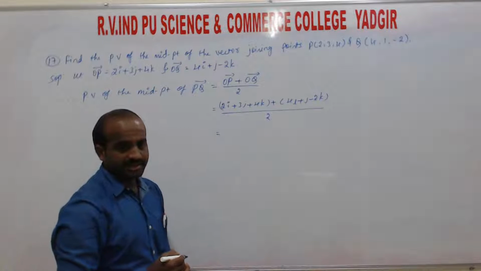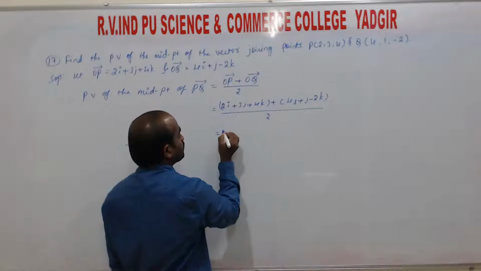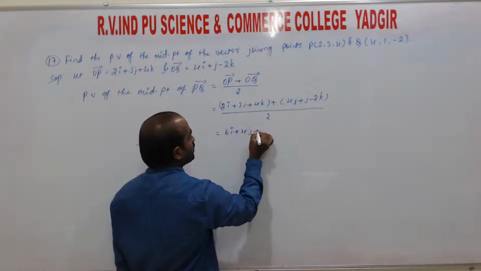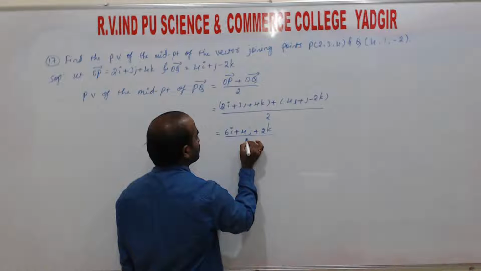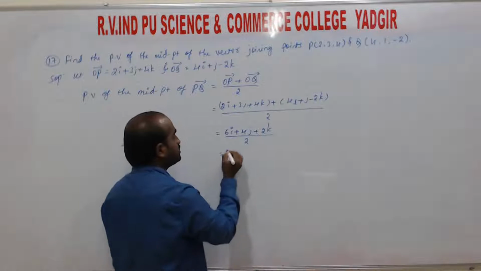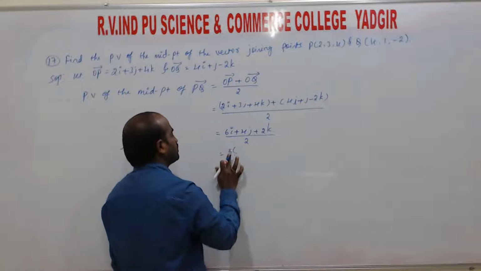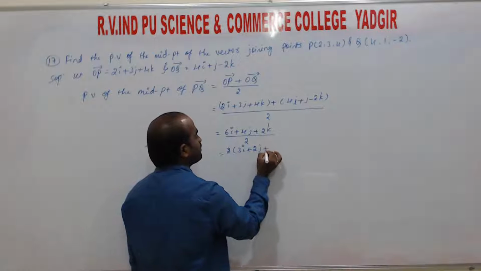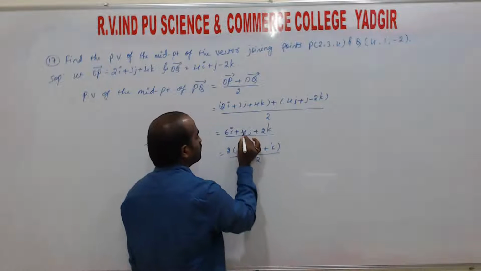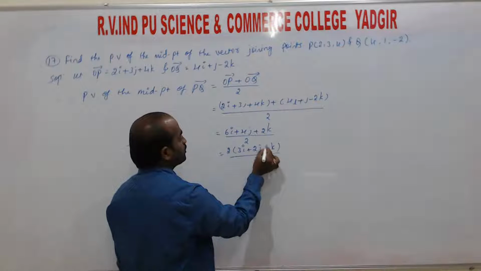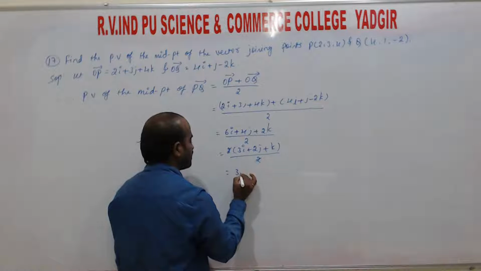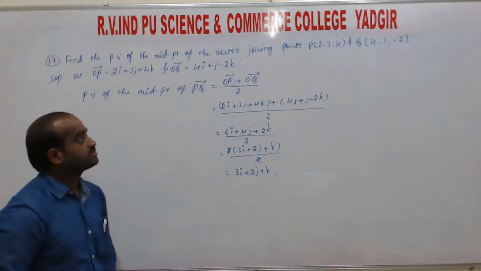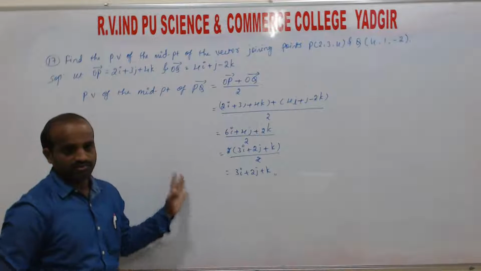Separately add i, j and k: 2i plus 4i is 6i, 3j plus j is 4j, 4k minus 2k is 2k, whole divided by 2. In the numerator 2 is common: 2 times (3i plus 2j plus k), divided by 2. The 2s get cancelled, and 3i plus 2j plus k is the answer. This one is a 1 mark or 2 marks question.